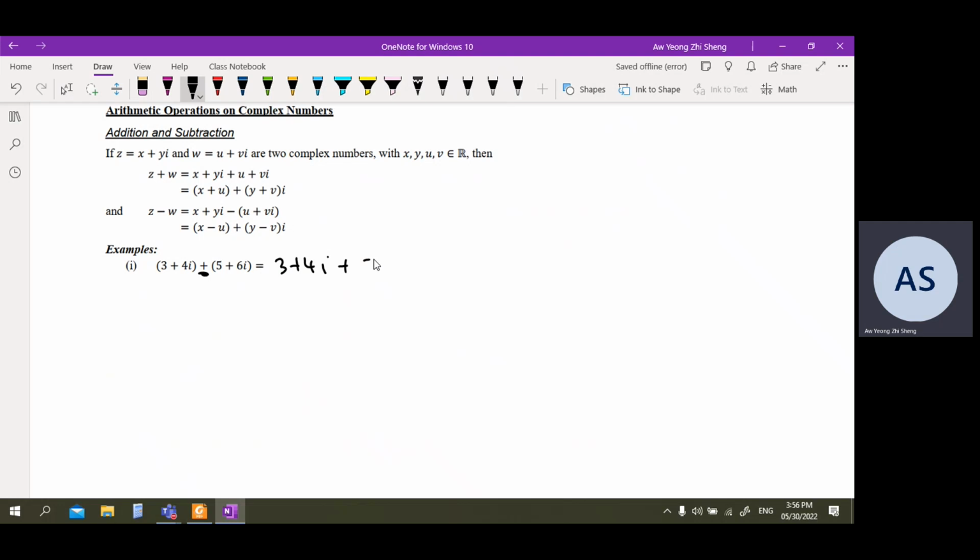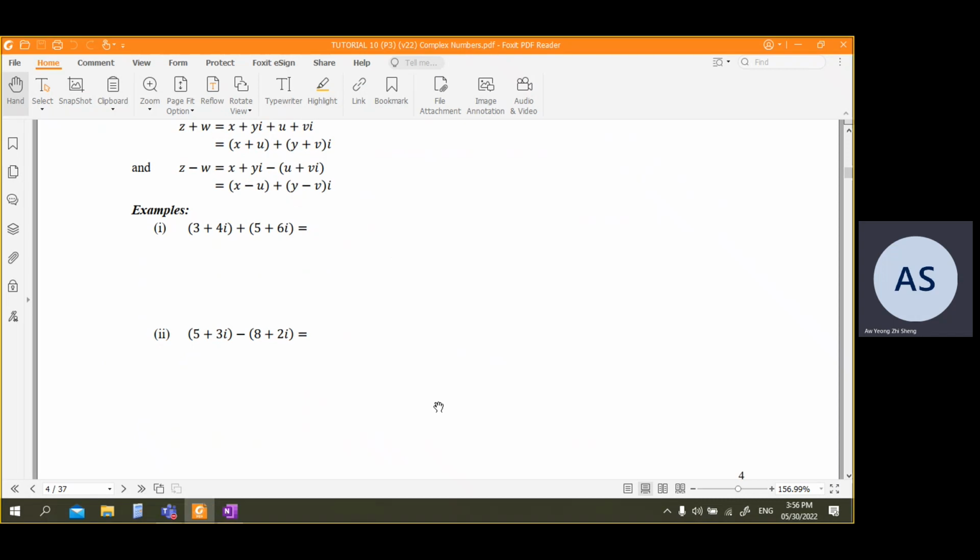3 plus 4i plus 5 plus 6i. So what we'll do is just like usual algebra, where the terms without i can be added together. 3 plus 5 becomes 8. 4 plus 6 becomes 10. And that's it, done. Just like our usual algebra, and nothing special about it. Next is subtraction.